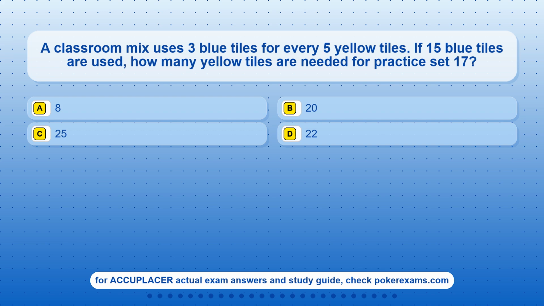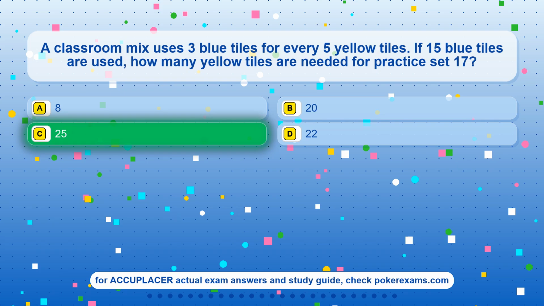Question 19. A classroom mix uses 3 blue tiles for every 5 yellow tiles. If 15 blue tiles are used, how many yellow tiles are needed for practice set 17? Option A, 8. Option B, 20. Option C, 25. Option D, 22.